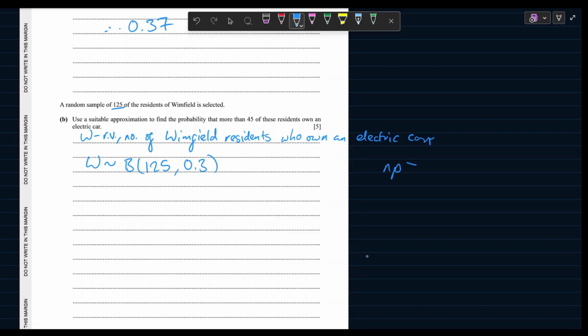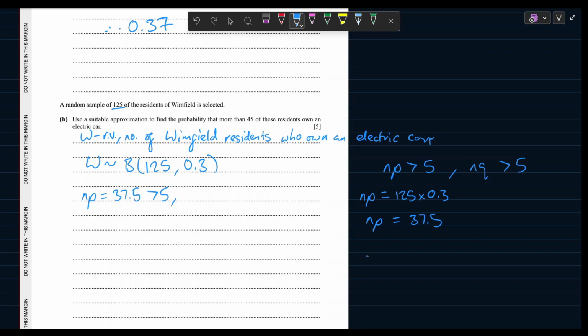So the conditions are that NP should be greater than 5 and NQ should be greater than 5 as well. So let's evaluate our NP. NP is going to be 125 times 0.3. So NP is equal to, let's punch that into the calculator, 125 times 0.3. That gives us 37.5. So here we're saying NP is 37.5, which is greater than 5.